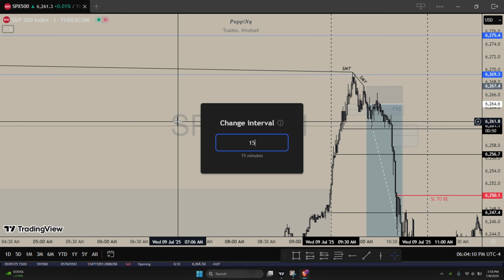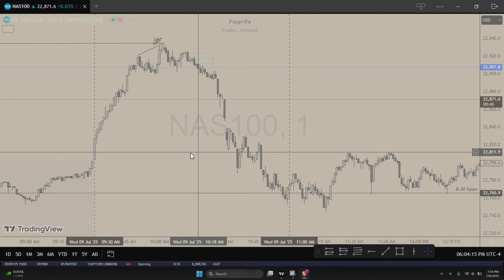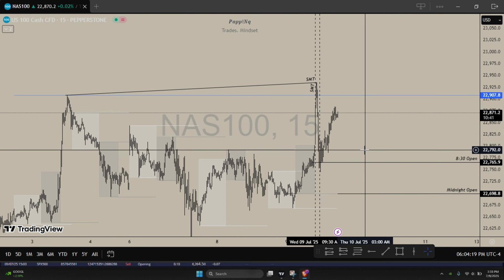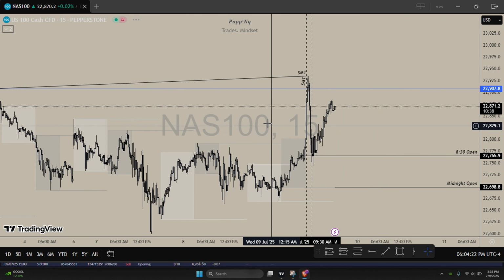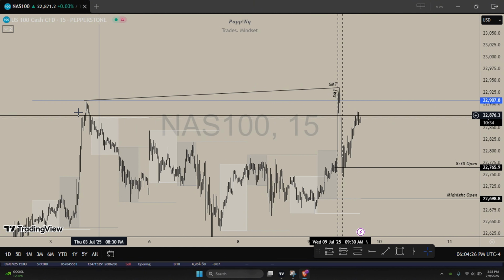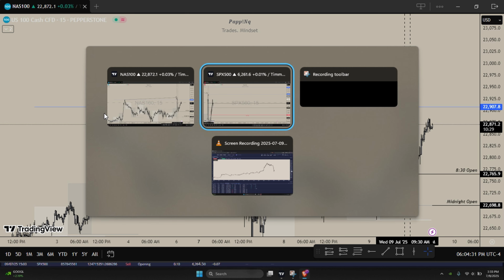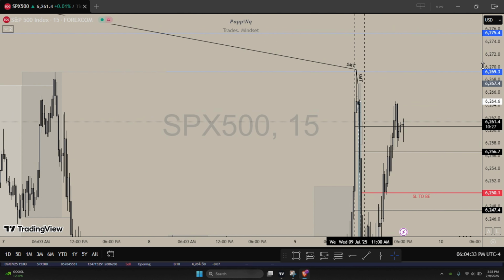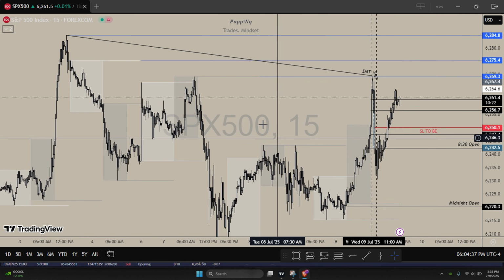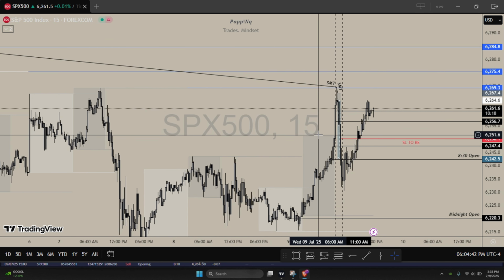So let's go to the 15 minute time frame so I can explain what I saw and what my thought process was for this setup before I took the trade. As you can see, at New York session open, on the Nasdaq, we ended up taking out all these previous session highs, and we ended up taking out all-time highs. But on the S&P 500, we only took out some previous session highs.